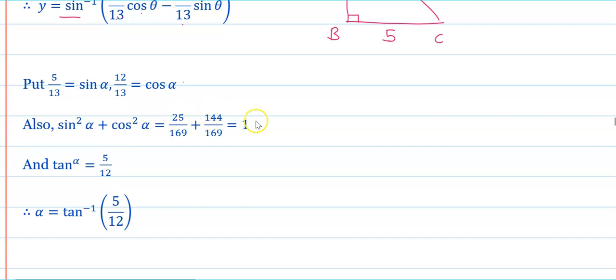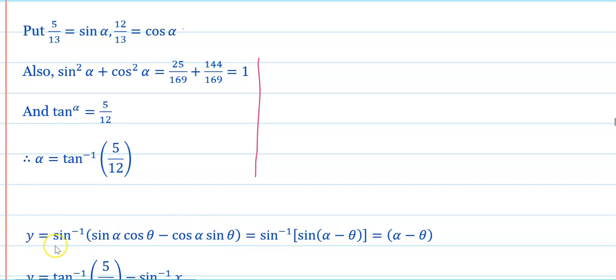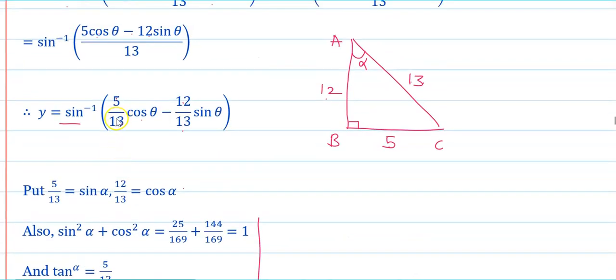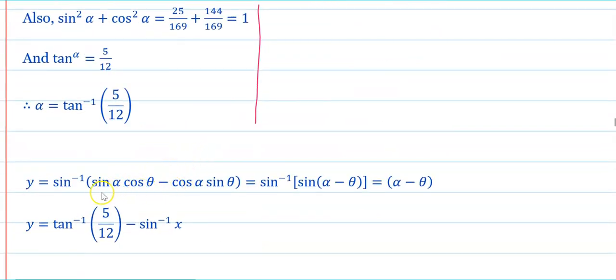Okay, y, therefore y is equals to sin inverse of sin alpha cos theta minus cos alpha sin theta. Okay, and this is the expansion of sin of a minus b, means what? Sin of alpha minus theta. Sin inverse of sin is theta. Therefore it is alpha minus theta. Therefore, tan inverse of 5 upon 12 is alpha. Y is equals to alpha minus sine inverse of x.